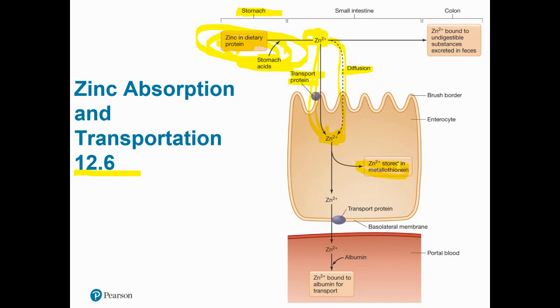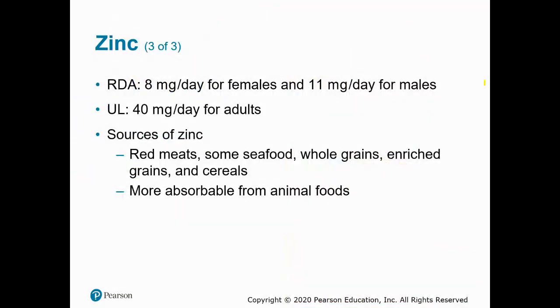We can store zinc right there in the enterocyte as a component of metallothionein. And then there would be another zinc transport protein at the basolateral membrane of the enterocyte, absorbing it into the bloodstream. Zinc is transported by albumin in the blood. And then again, we might see some zinc loss depending on the intact fiber content or phytate content of the food.